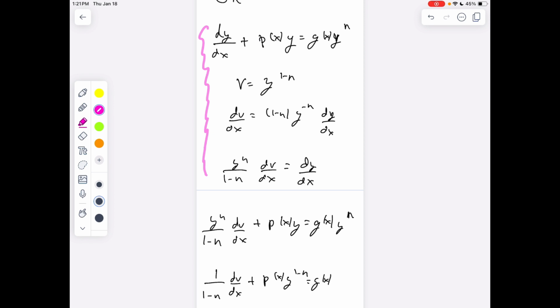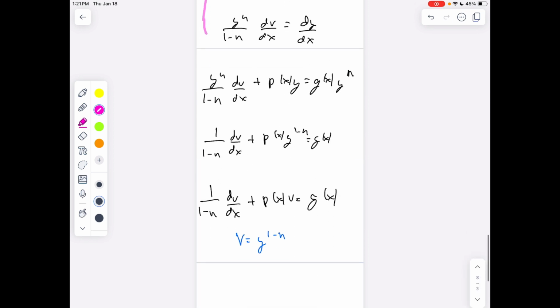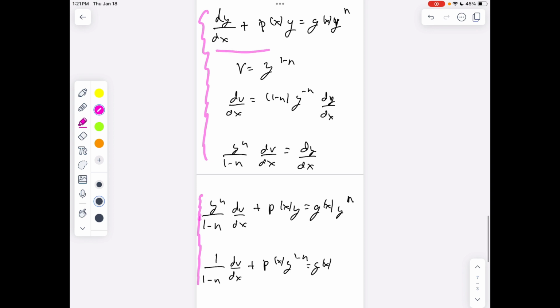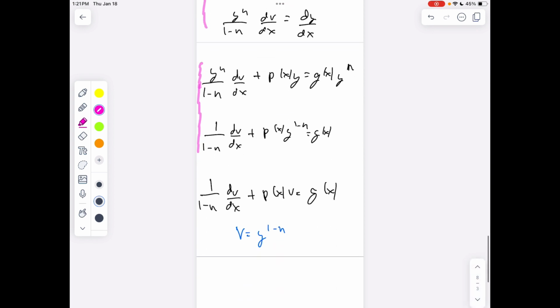dv dx would be the derivative of that. And then I solved for dy dx. And then what I did was I plugged it back in. I plugged the expression for dy dx back into the original equation, which was like this one. So again, this is the general form. And you get something along these lines of what you have here.